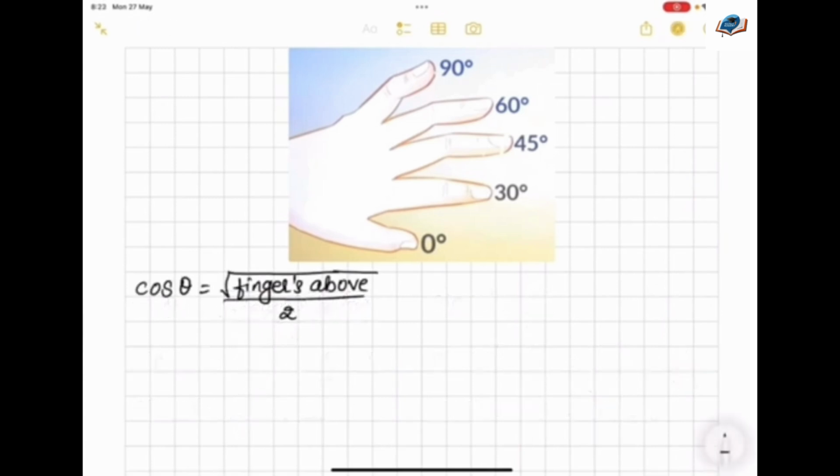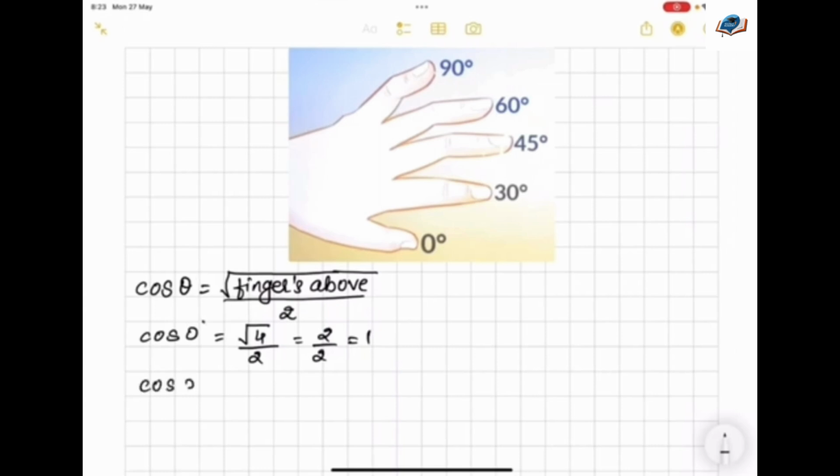Now same way going for cos theta, we have to consider the fingers above. Suppose we want to find cos 0. Cos 0 will be 4 fingers above the thumb. So root 4 upon 2, that will be 2 by 2, that is 1.